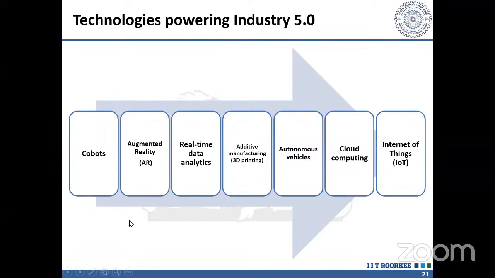Collaborative robots, or cobots, are designed to work alongside human workers, performing tasks that are repetitive, dangerous, and physically demanding. Cobots are equipped with sensors and advanced technologies that allow them to detect the presence of humans and adapt their movements accordingly, ensuring safe and efficient collaboration.